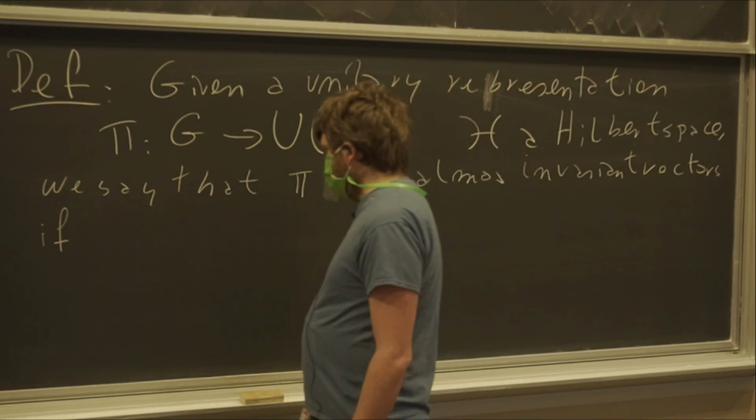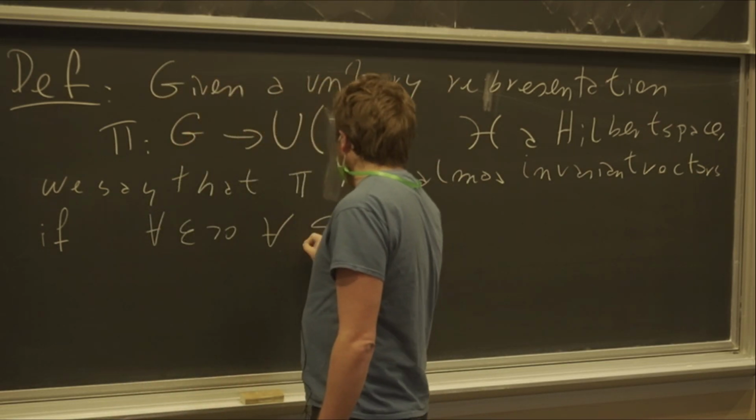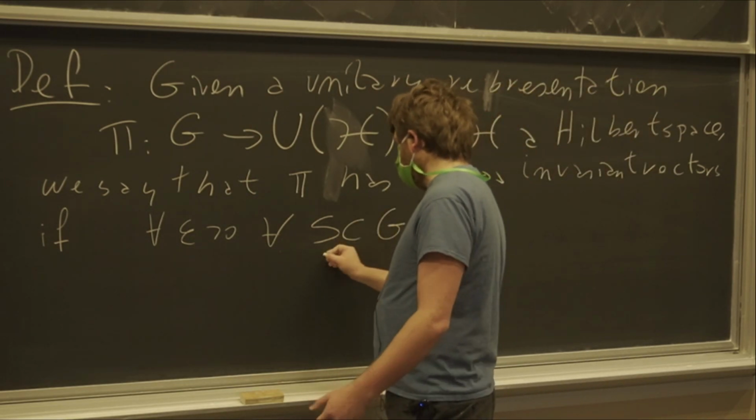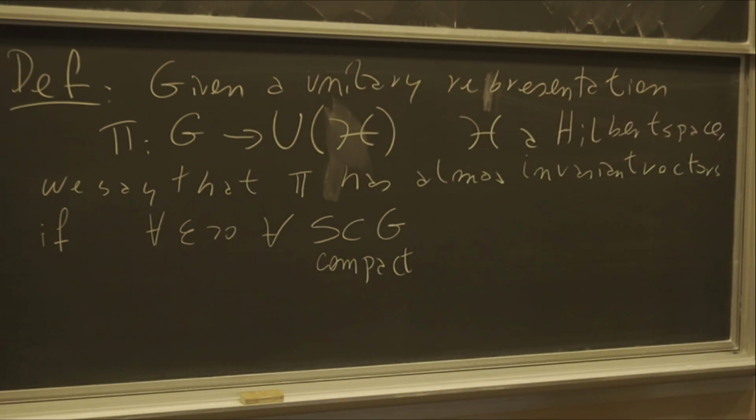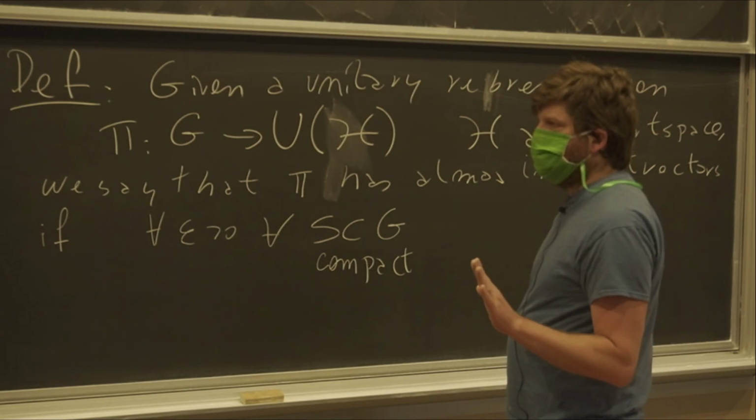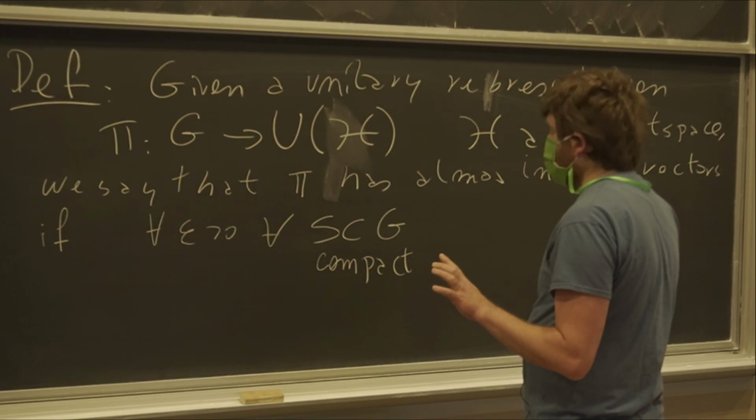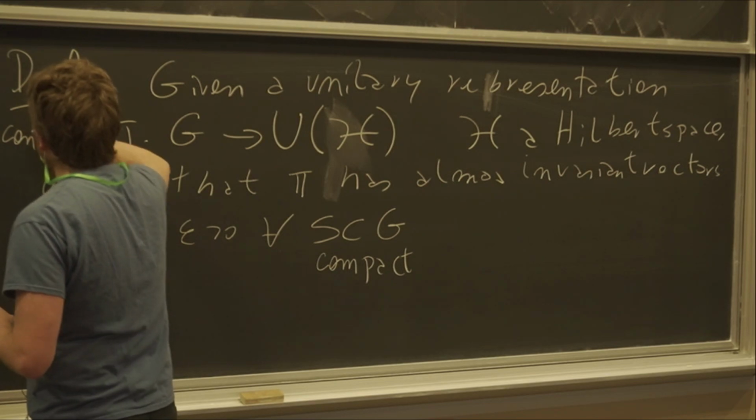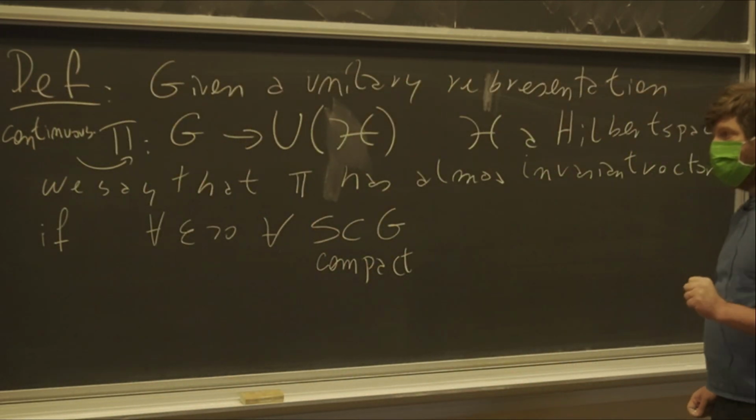Okay, for every epsilon and for every subset S of G, finite, or compact rather than finite. I have to say here, I will not stress this too much because for the situation we are going to discuss this will be clear, but we want this pi to be continuous. So it's important that we are talking about continuous representation.